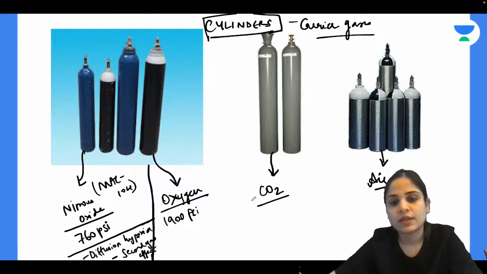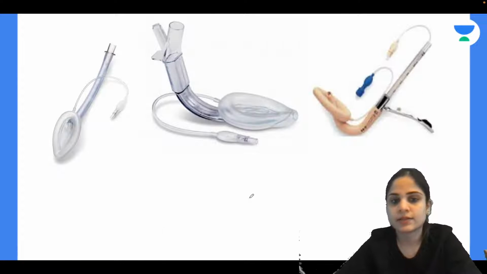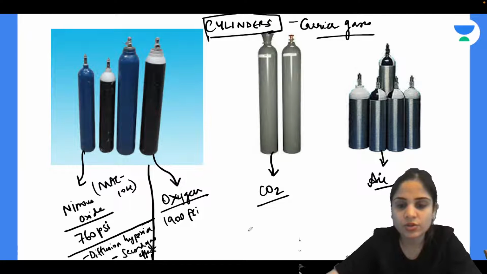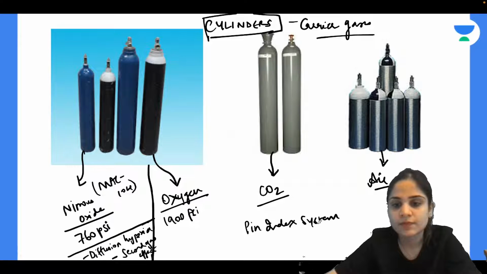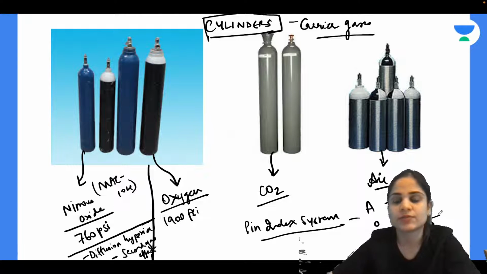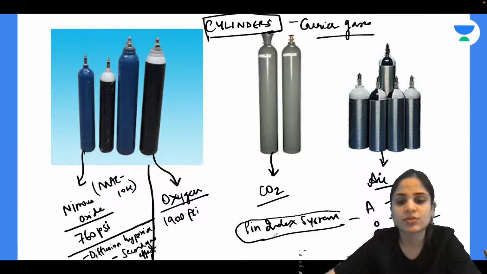Alright. Now, next, let's move on to our instruments that we use in anesthesia. So, can anyone tell me the full name of all these instruments? Okay guys, other than this, you should also know the pin index system whenever we talk about cylinders. So I always remember it as AON, the pin index system. Air is 1,5, oxygen is 2,5 and nitrous oxide is 3,5. Okay, so that is the pin index system that you should remember.